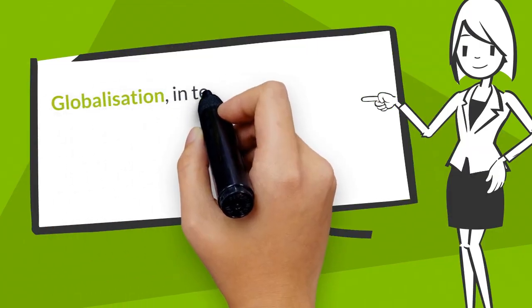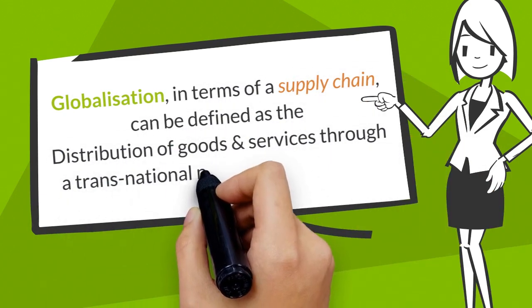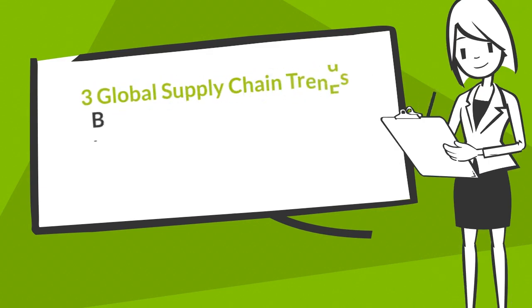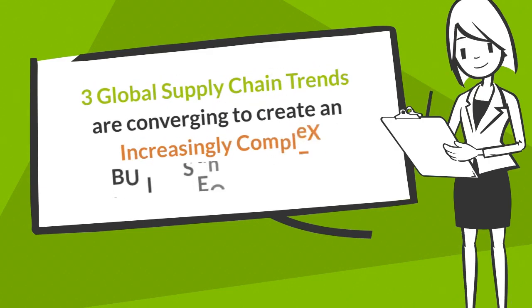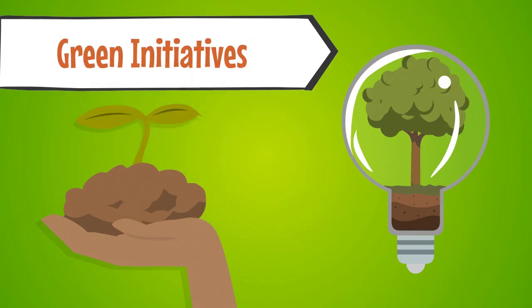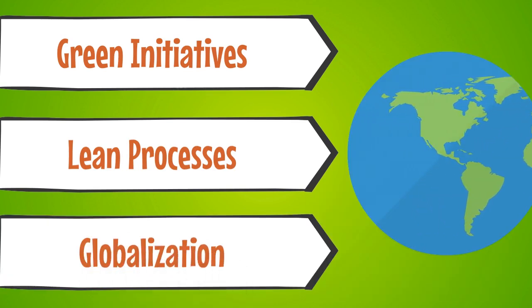Globalization in terms of a supply chain can be defined as the distribution of goods and services through a transnational network of companies. Three global supply chain trends are converging to create an increasingly complex business environment, namely, a move towards green initiatives, the utilization of lean processes, and globalization.